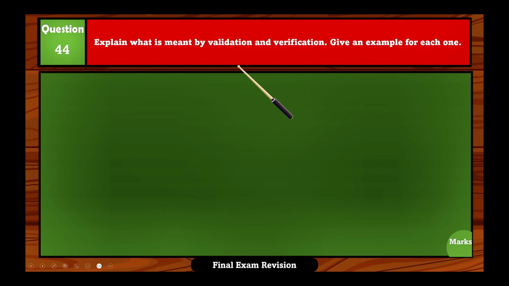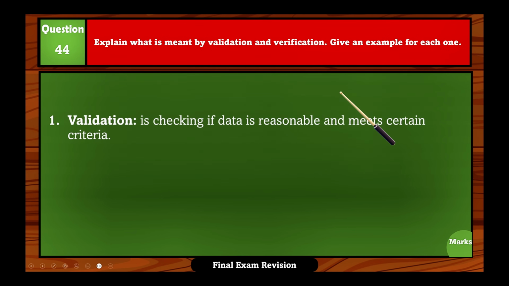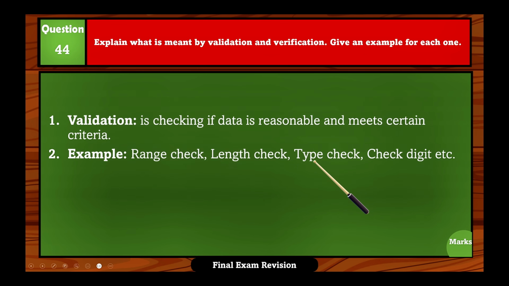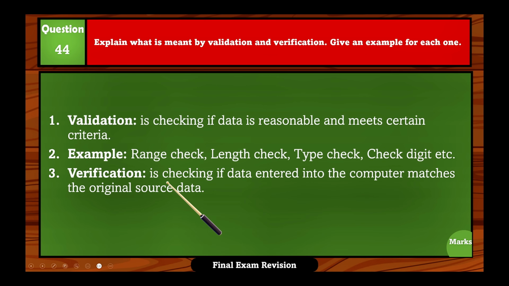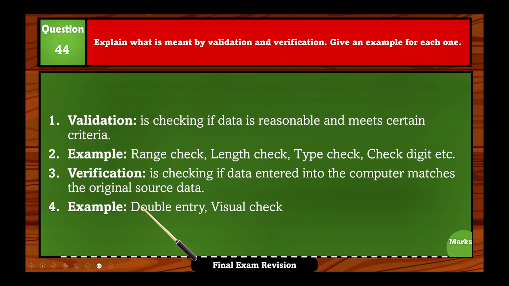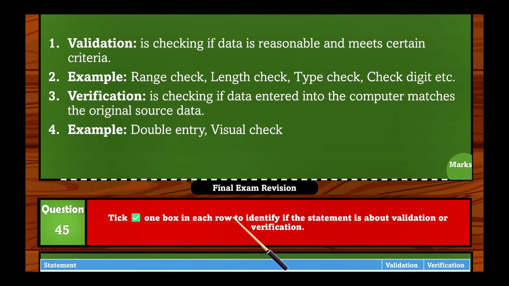Next, explain what is meant by validation and verification. Give an example of each one. So validation is checking if the data is reasonable and meets certain criteria. That's called validation. We have different types of validation, for example, range check, length check, type check, check digit, etc. Then let's talk about verification. It is checking if the data entered into the computer matches the original source. An example could be double entry and visual check.